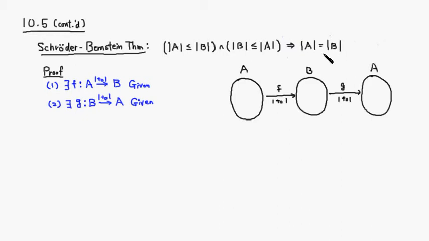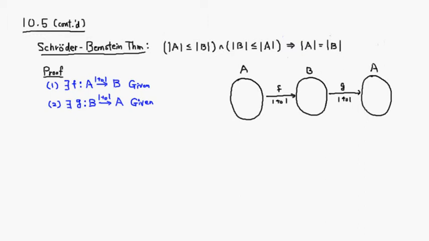So let's do that. Since the cardinality of A is less than or equal to the cardinality of B, we know that there exists a one-to-one function f from A to B. All right, so that's given. And since the cardinality of B is less than or equal to the cardinality of A, by definition there exists a one-to-one function g from B back to A. So these two are given.